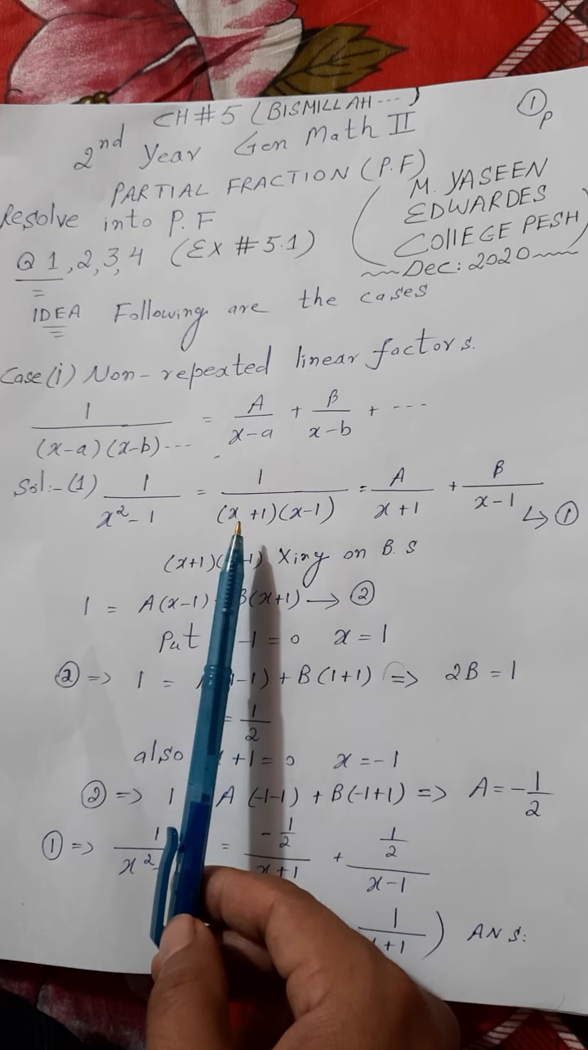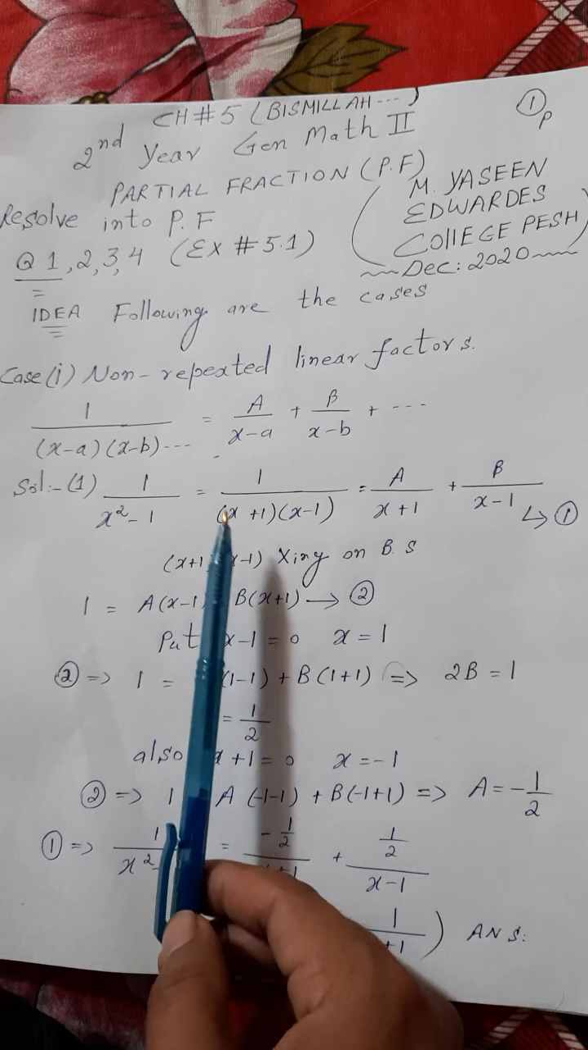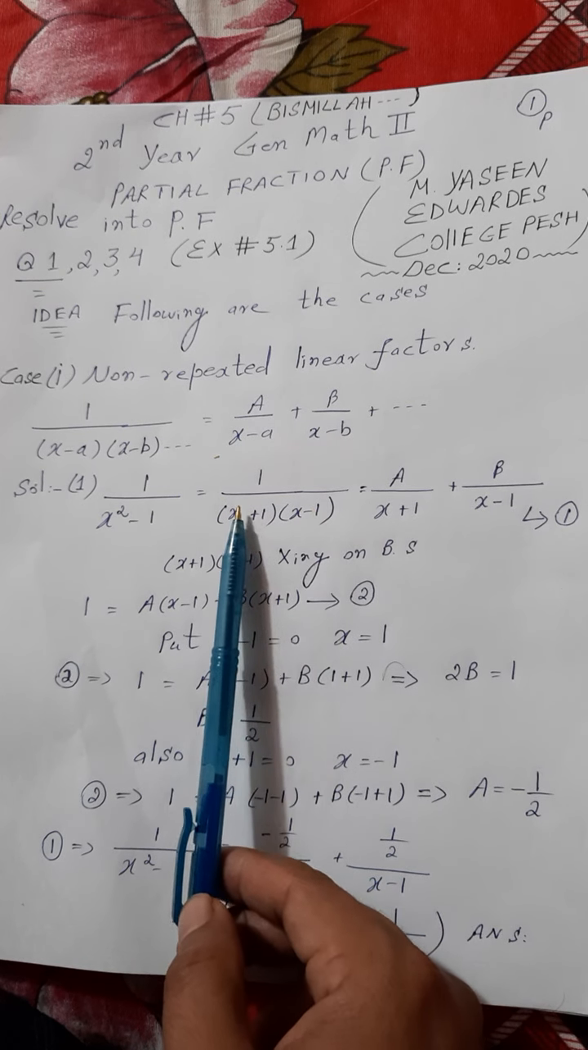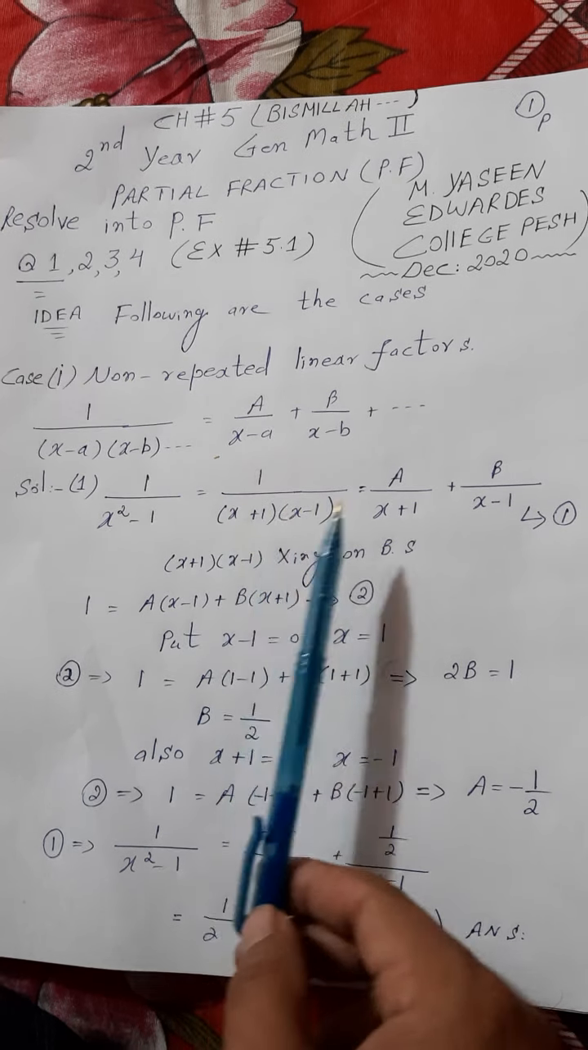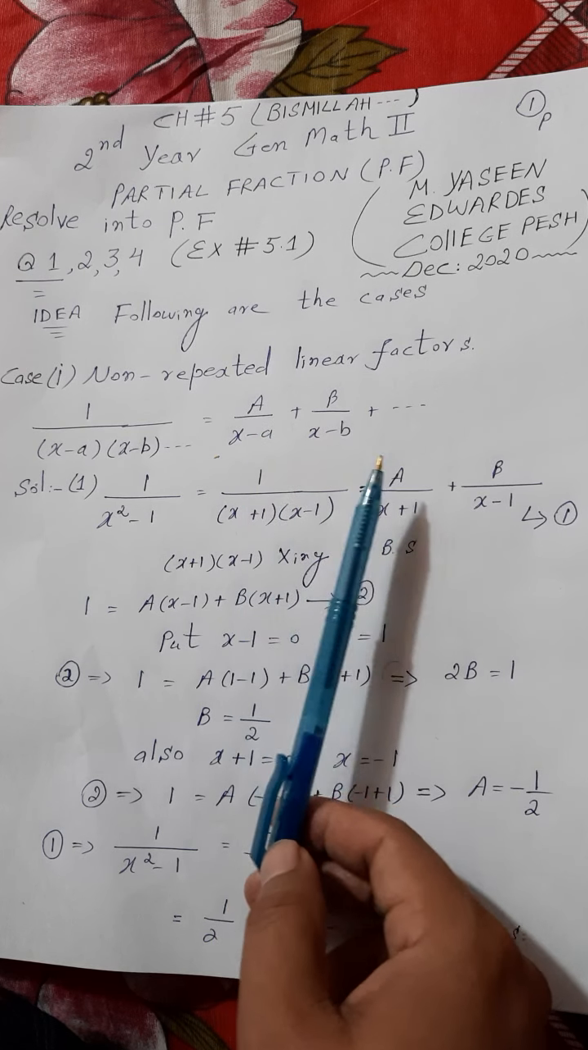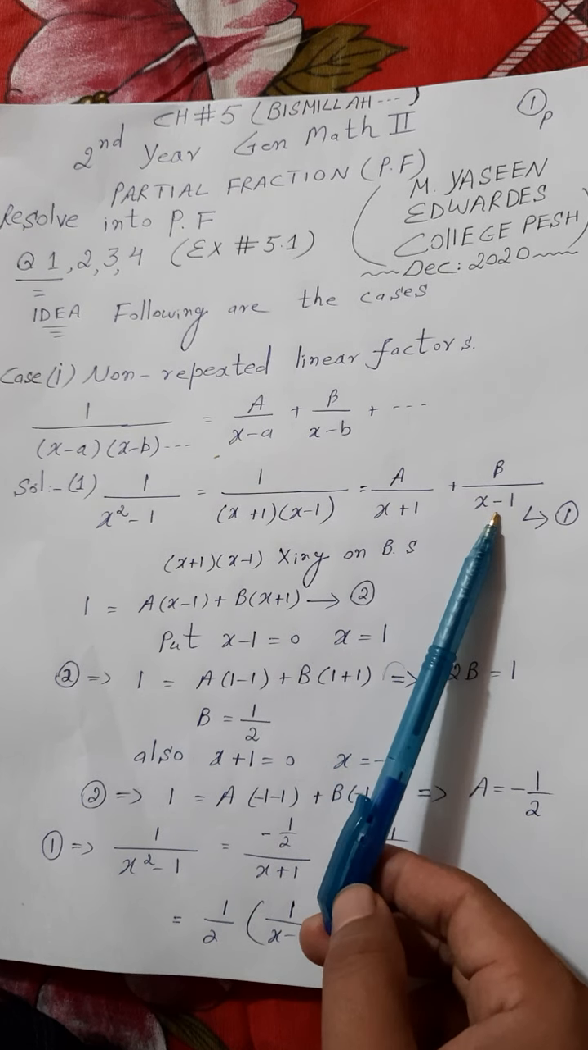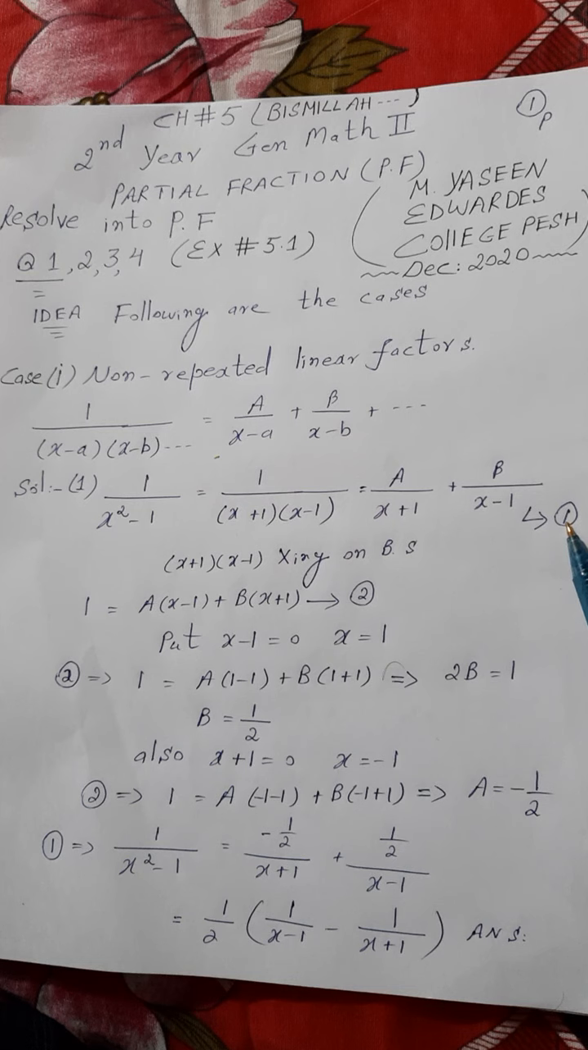Why non-repeated? Because there is x plus 1 and there is x minus 1. And this is linear because x is raised to power 1. So according to the type, A over the first factor plus B over the second factor. Say this is equation number 1.